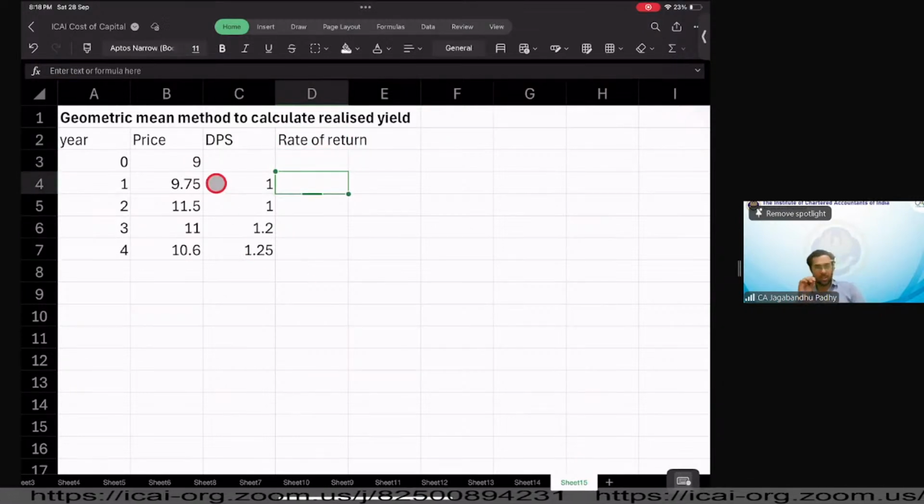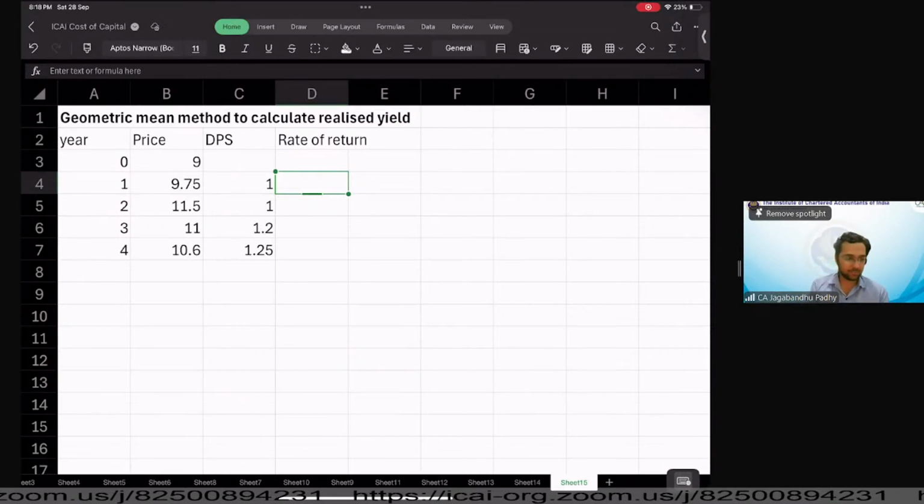So suppose you bought a share for 9 rupees, okay? And the share price is right now 9.75. And you have also got 1 rupee dividend. So what is the total return that you have got from the share in rupee terms? First, can I say 0.75? There is a rise in the price. That is an income for me. 0.75 is the rise in price, right? So that's the income for me. Plus, also I received 1 rupee.